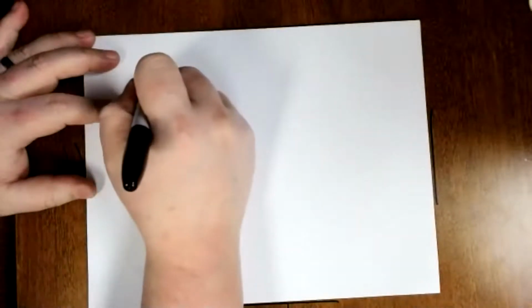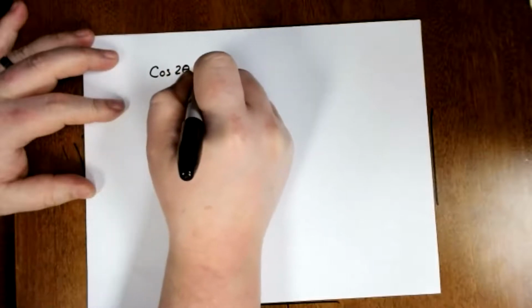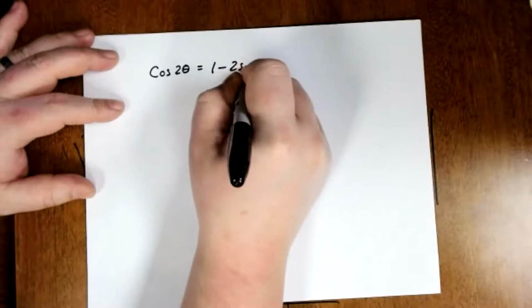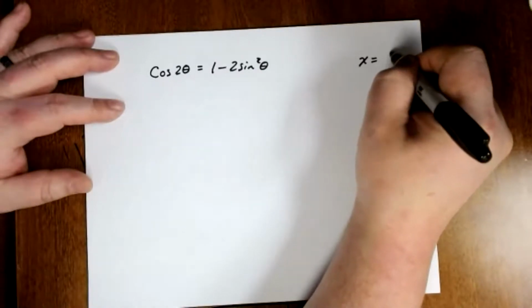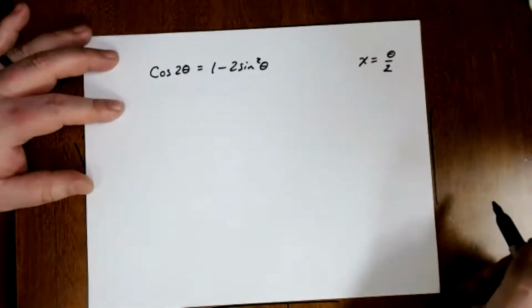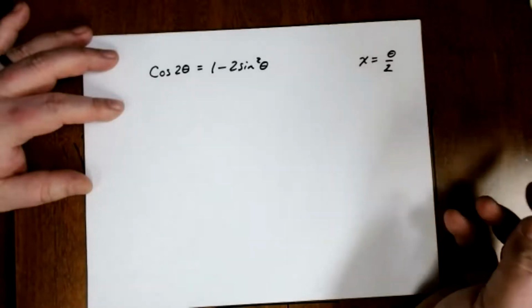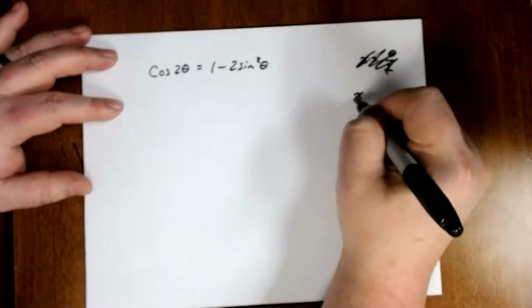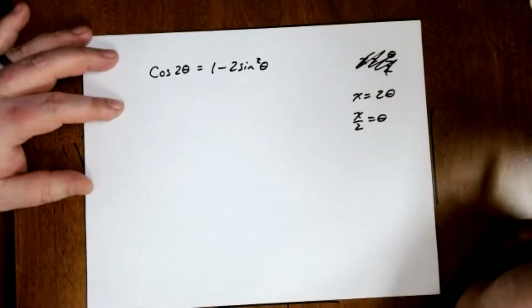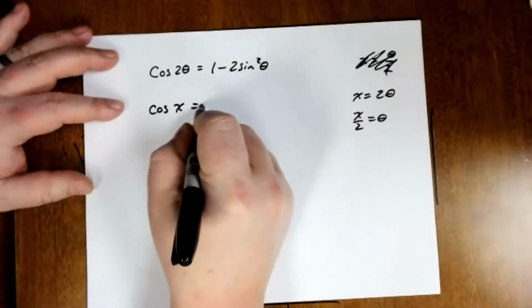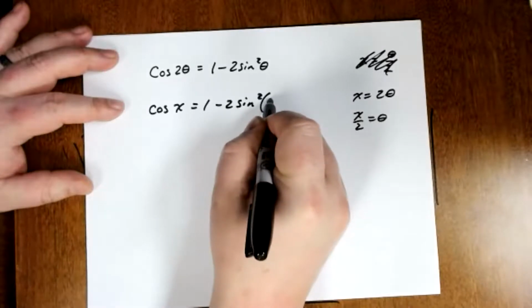All right, now let's do the same process to find the sine of theta over 2. So using the cosine of 2 theta, giving me 1 minus 2 sine squared of theta, and using my substitution, x is theta over 2. Or, no, the other way. x is equal to 2 theta. Now, that would give me quadruple angles. So x over 2 is equal to theta. So now the cosine of x is 1 minus 2 sine squared x over 2.